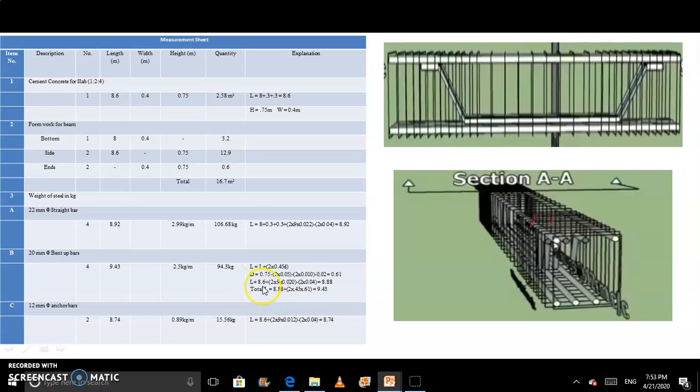Now L is equal to 8.6 plus 2 into that, and we get 8.88, and finally we get this value. So with the help of this value we find the quantity of 20 mm bent up bars. The same we have to do for the anchor bars. For anchor bars, it is 12. So 12 into 12 divided by 162, we get this 1 meter bar value, and we simply get 8.74 as the length of the bar, and here we provide 2 bars as anchor bars.